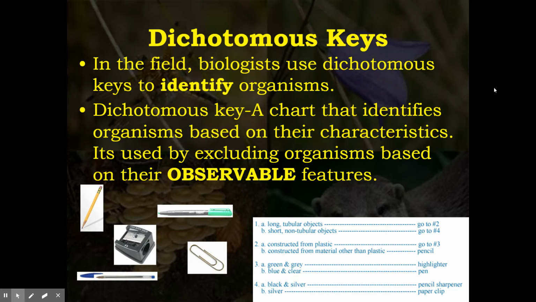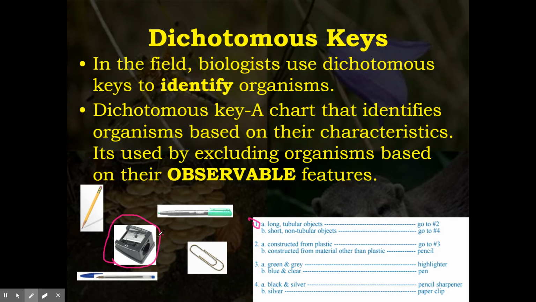For example, pretend that you don't know what any of these things are, and let's look at this one right here. You probably do know what it is, but we're going to pretend you don't. So we want to figure this out, and this is the dichotomous key to figure out what this thing is. A dichotomous key is going to have numbers, and then it has two choices, and you have to pick one of the two choices from what you can observe. You always start at number 1. Is it a long tubular object, or is it a short non-tubular object?